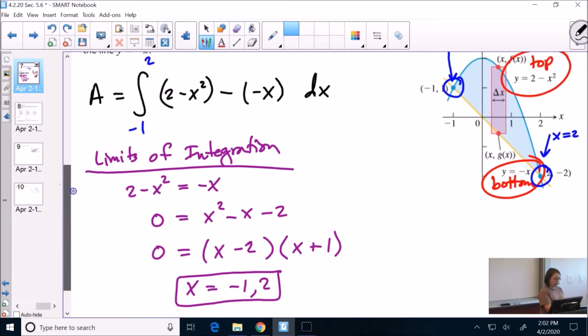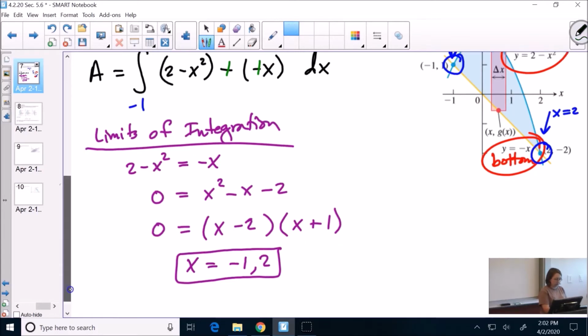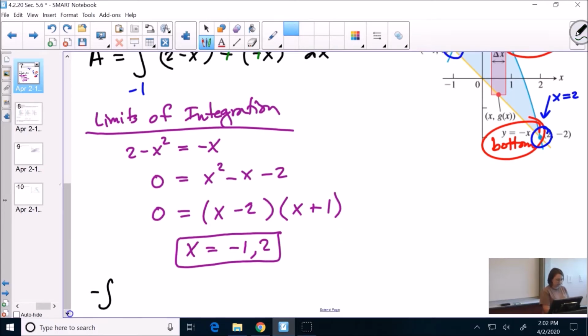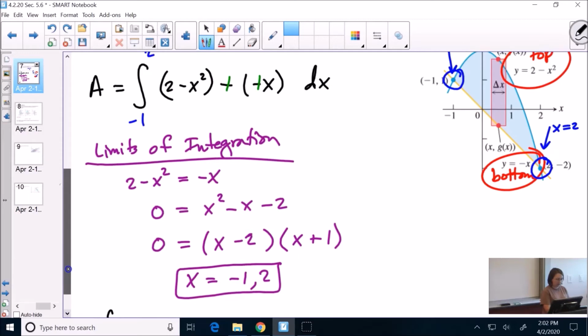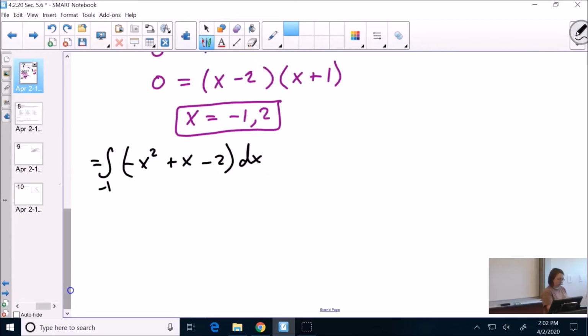Now, we can finish our problem. We can simplify. These two negatives become positive. So we're really integrating, let's put it in order, negative x squared plus x minus 2 dx. This is what we're really integrating to find the area, from negative 1 to 2.